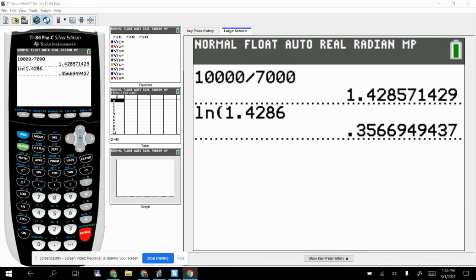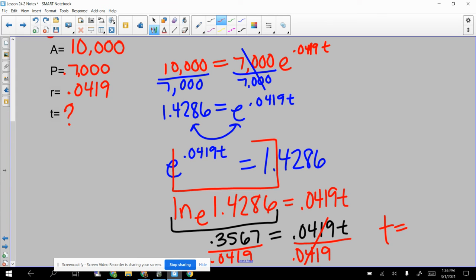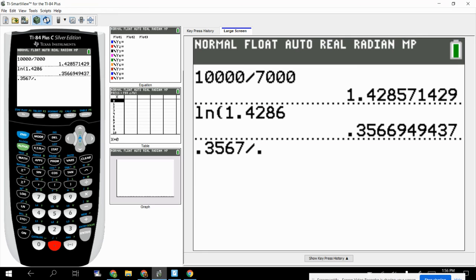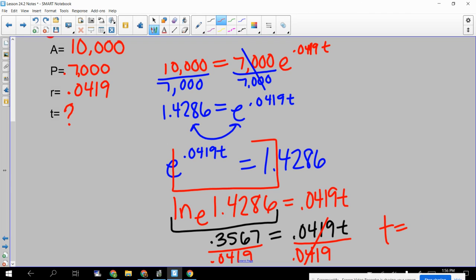Now let's go ahead and do that in our calculator. So we have 0.3567 divided by, what was that again? 0.0419, and we get 8.513, but we're talking about years, so let's just round it to one decimal place here. And let's say 8.5 years.